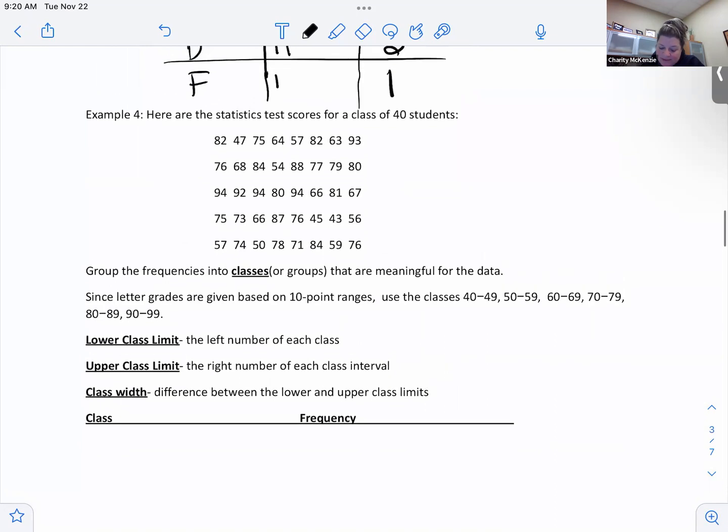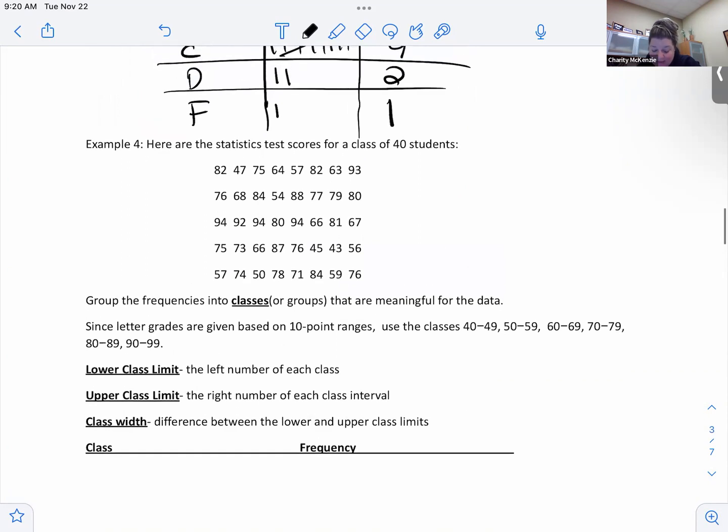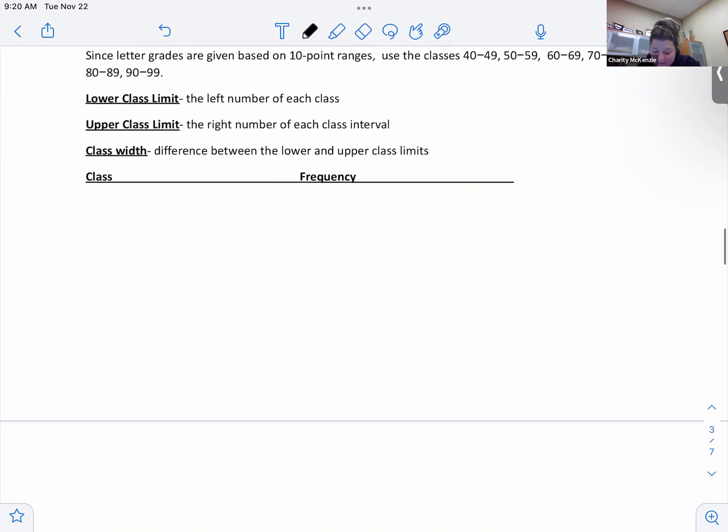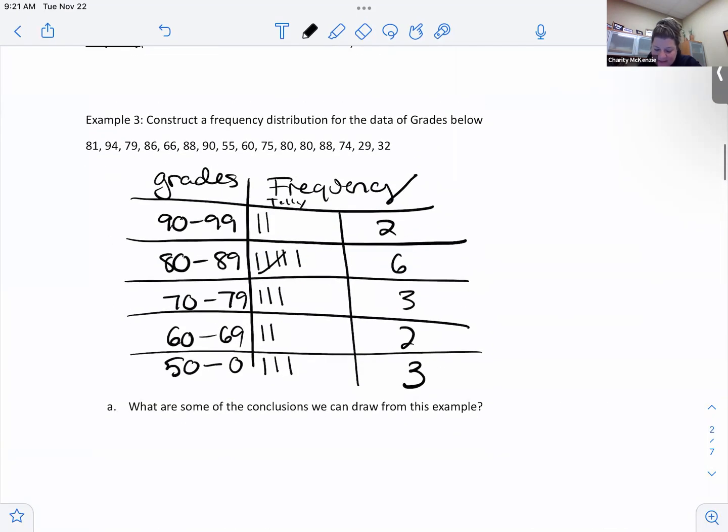Okay, group the frequencies into classes that are meaningful for the data. Since letter grades are given on 10-point scales, we can do the lower class and the upper and the class width. Okay, so for this, let's go back up and just look at this. This is our lower class limit. Think about a class as just being your group. And what's the lowest you can be to still be in an A? Well, you could be at a 90, right? And really it does go to 100, but you'd have an extra number in that one if we did 100.